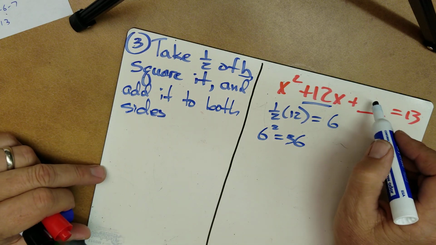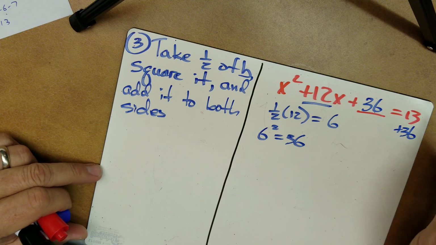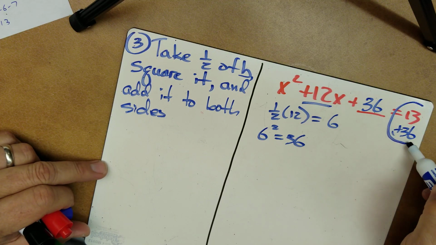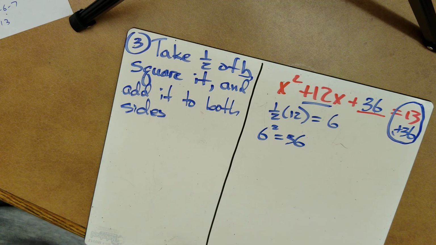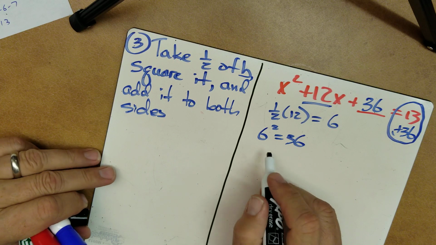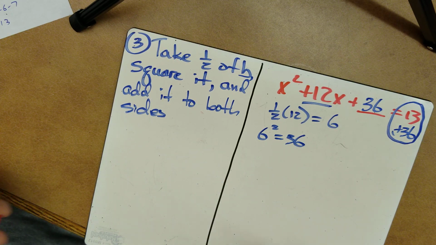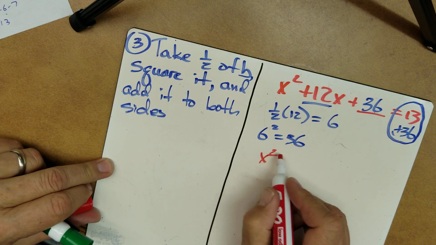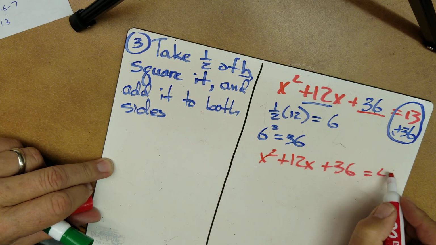So I now need to add 36 here, but it also needs to go over there. By the way, this right here is the most commonly made mistake. People forget to add it to both sides and it messes everything up. And what we're going to do is rewrite that now. So I end up with this. Once I simplify, x squared plus 12x plus 36 now equals 49.